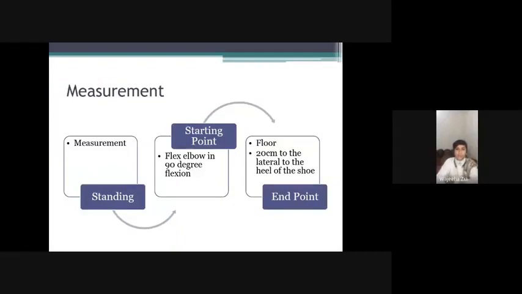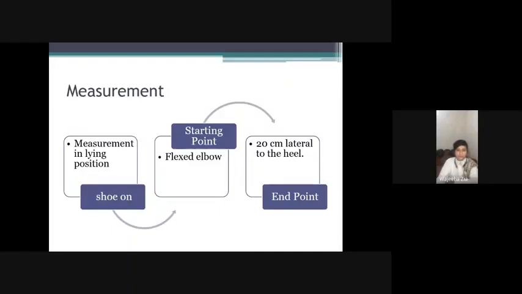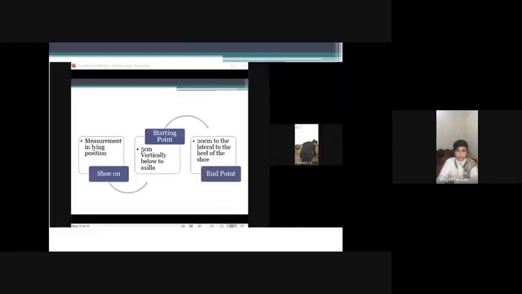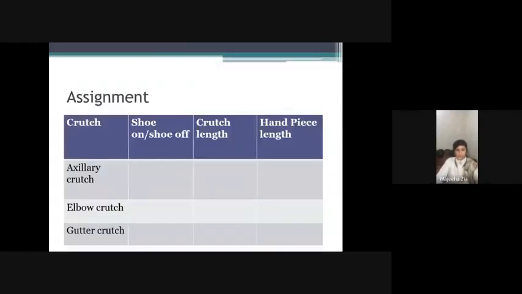It can be measured with 90 degrees of elbow flexion in the standing position. The measurement is from the olecranon process to the floor, in the standing position, 20 centimeters lateral to the heel of the shoe. With the shoes on, use the same method, elbow flexion, 20 centimeters lateral, but with the shoes. So in these videos, I showed you different methods and techniques of measurement.